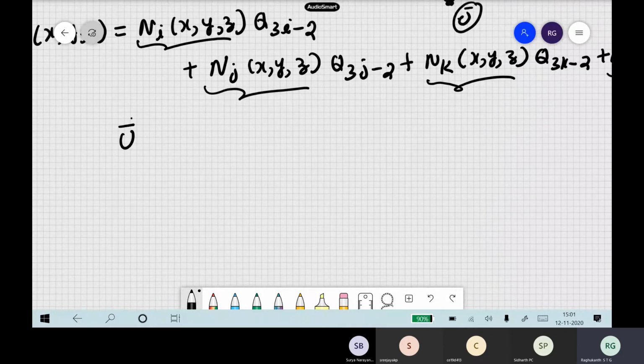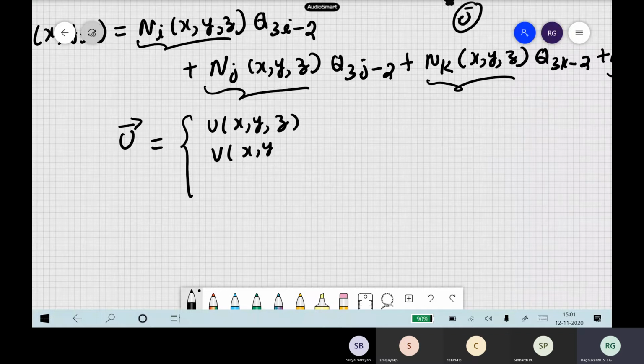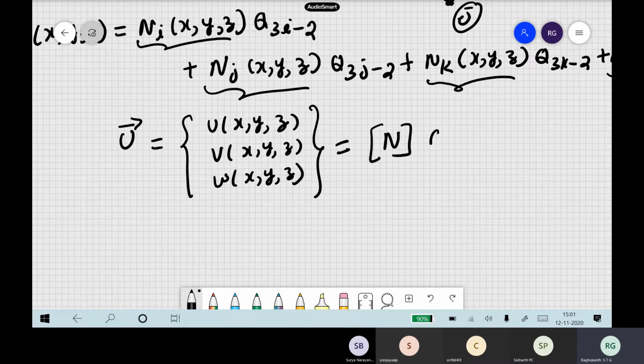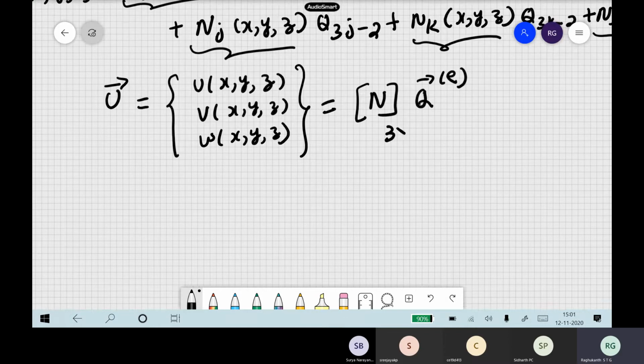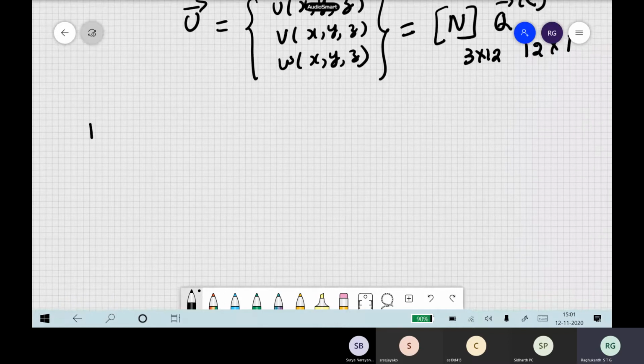So in our matrix, all the three displacements will be there: u, then v, then w. We can write this in terms of the shape functions, and these are the actual values at the nodes. So the N matrix will be 3 by 12, and this is 12 by 1. Because we have arranged like 3k minus 1 and 3k minus 2, this N matrix will also be very peculiar.